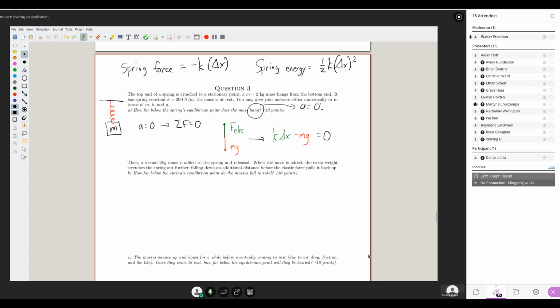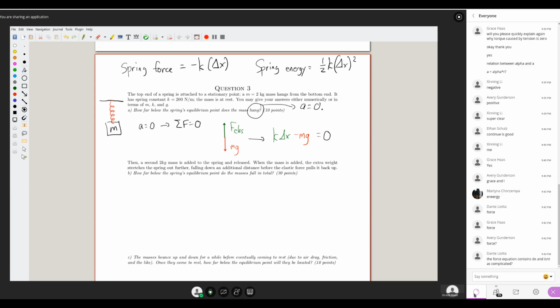I can't use energy here. I know that because using conservation of energy requires you to have a before and an after picture, right? You're relating the energy at one point to the energy at another point. And you don't have that here. You just have a thing hanging.